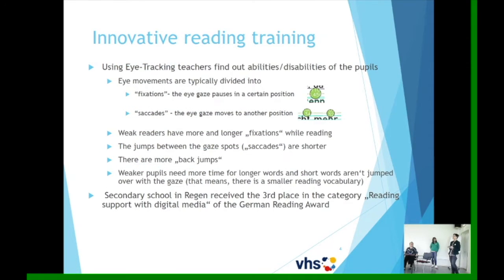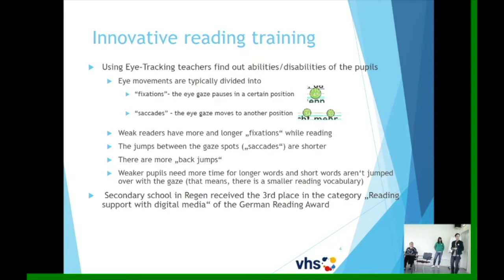You see weak readers, they stay longer on a spot. I think they are reading slowly. Then the jumps between the gaze spots are shorter. There are more back jumps, and I think this is really interesting, it's an uncertainty, and weaker people need more time to read longer words. I think this is logical.